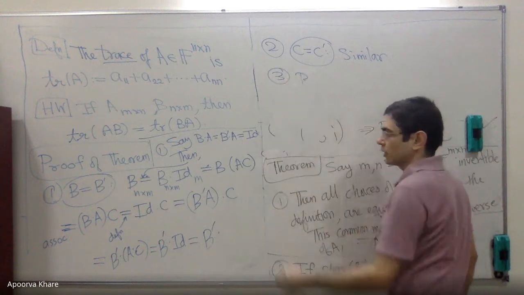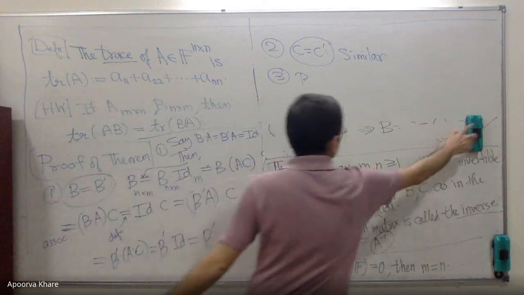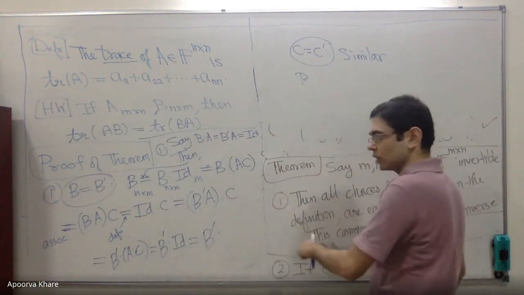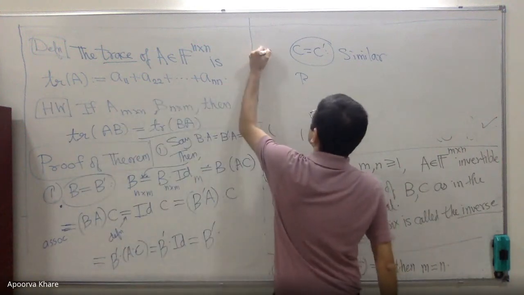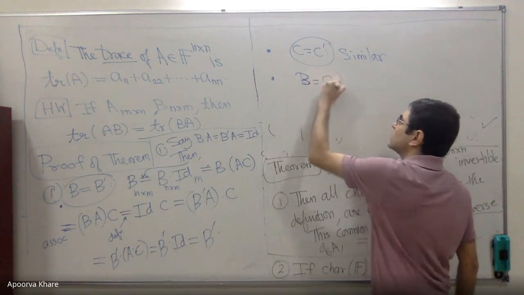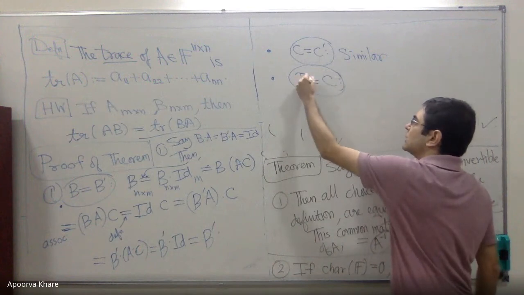Oops, I should have said, sorry. Everything here is part 1. There is no part 2, part 3. Part 1 is the entire assertion that all of them are equal. So this is one step, this is another step, this is the third step. And this is the end of it. Every choice of B is equal, every choice of C is equal, and all the B's and C's, the common choices are both equal.